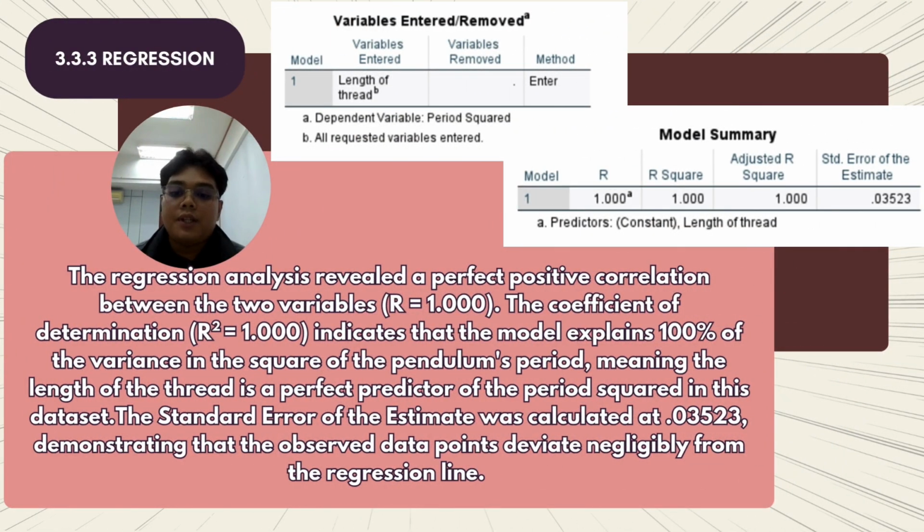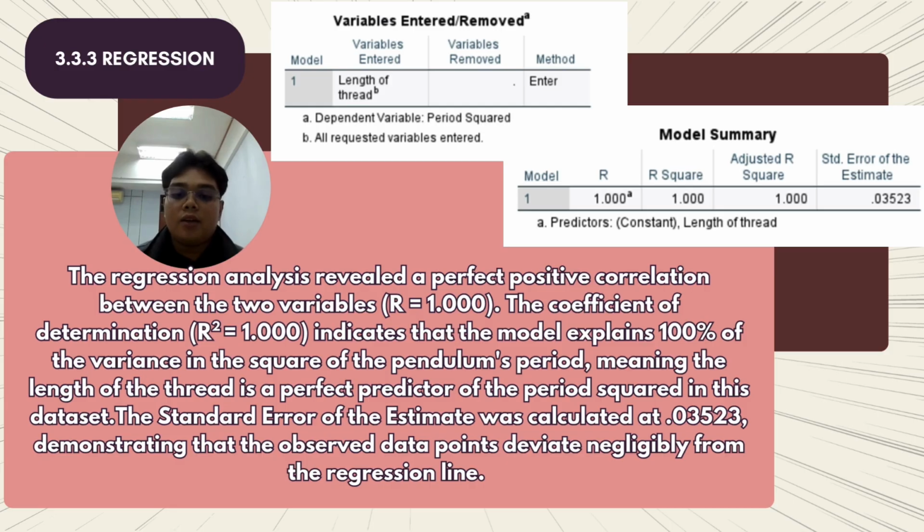The regression analysis revealed a perfect positive correlation between the two variables, which is 1.000. The coefficient of determination, R square, is 1.000, which indicates that the pendulum length explains 100% of the variance in the square of the pendulum period, meaning that the length of the threads is a perfect predictor of the period squared in this dataset.